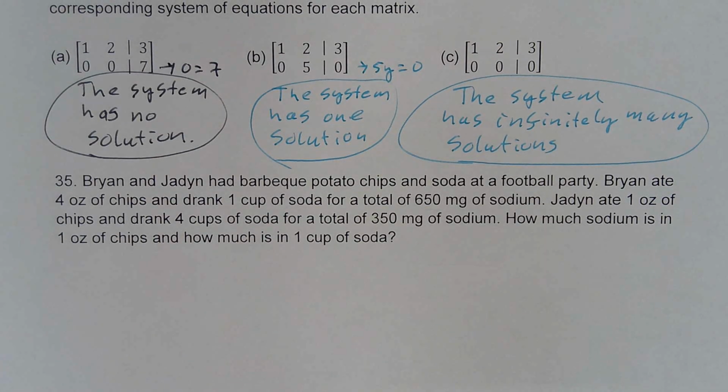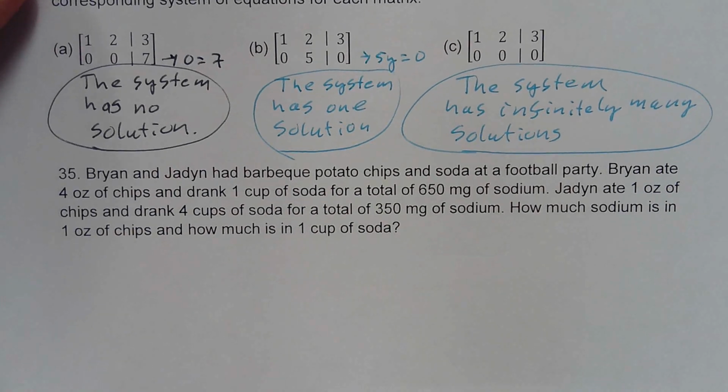Okay, so now we're going to do some applications using our matrices to solve this. So we have Brian and Jaden have barbecue potato chips and soda at a football party. Brian ate 4 ounces of chips and drank 1 cup of soda for a total of 650 milligrams of sodium. Jaden ate 1 ounce of chips and drank 4 cups of soda for a total of 350 milligrams of sodium. How much sodium is in 1 ounce of chips and how much is in 1 cup of soda?